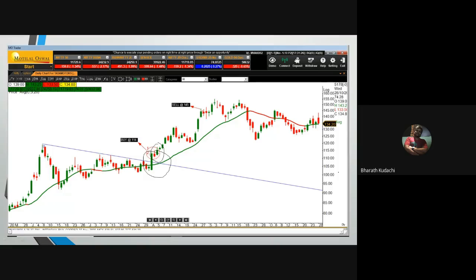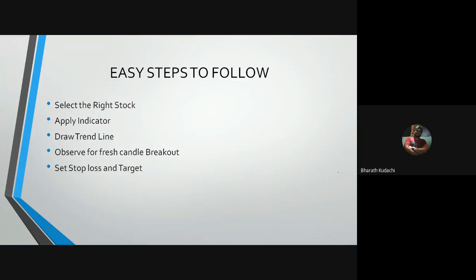So with this, we have come to the end of the session. But the main thing I want to tell you is, I have taught you how swing trading exactly works, how to apply the indicators, how to draw the trend line. All I want you to do is follow these steps and do not invest in the initial stages. Just apply the strategy and analyze if it is working. And let me make it clear: there are 70 to 80% chances that these strategies will work.